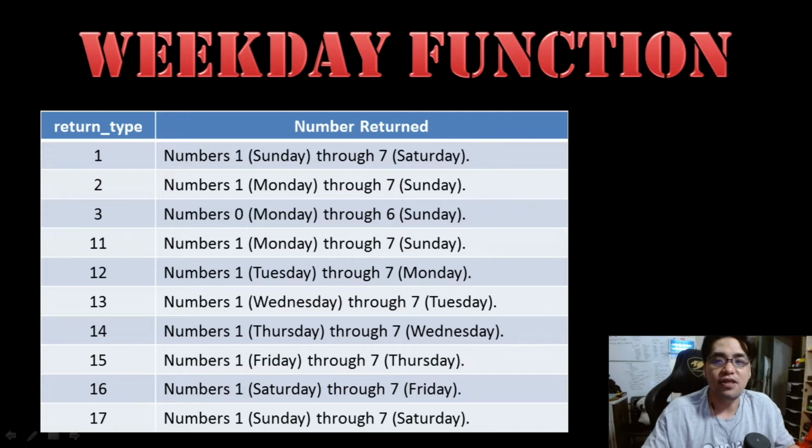So say, for example, that you want 1 to not be Sunday, but you want 1 to be Monday. You want the count to start on Monday. So 1 is Monday, 2 is Tuesday, 3 is Wednesday, 4 is Thursday, 5 is Friday, 6 is Saturday, and 7 is Sunday. If that is the case, you will see on the screen, you give back the return type of 2. Or you can also give back the return type of 11. If you want, for example, the count to start on a Friday, you want Friday to be 1, Saturday to be 2, etc., then you can set the return type of 15, and so on and so forth.